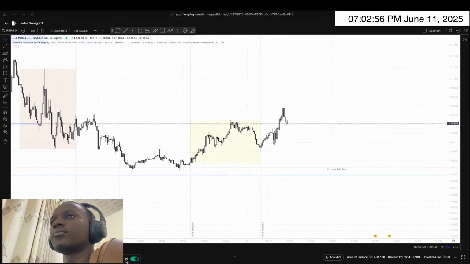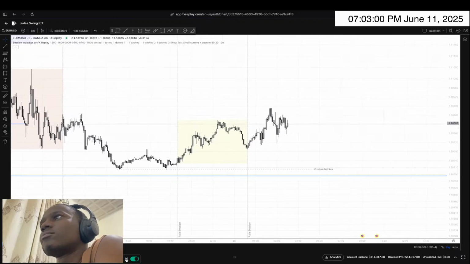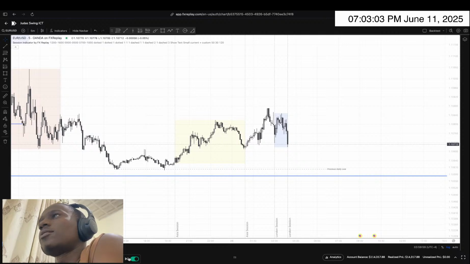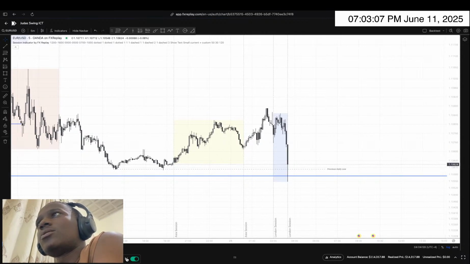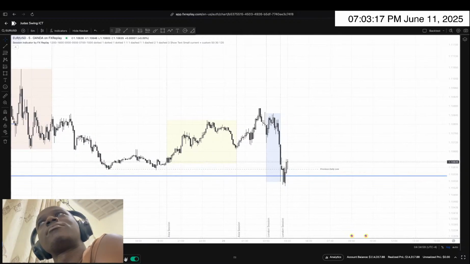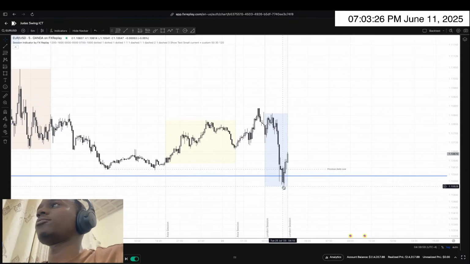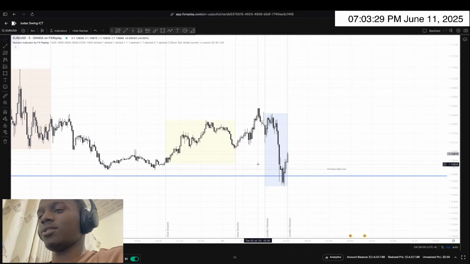Anyways, let's see how it pushes. Okay, first you can see the shift. Oh yeah, yeah. This is looking somehow suspicious. So we've already reached into the, what should I call it? Yeah, we've already reached into the discount zone on the daily.